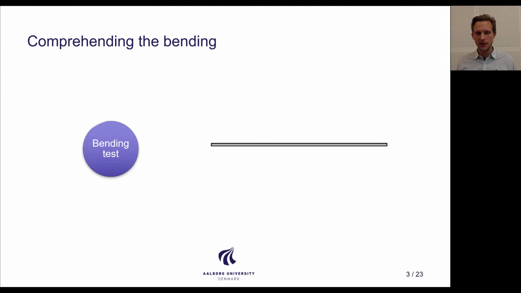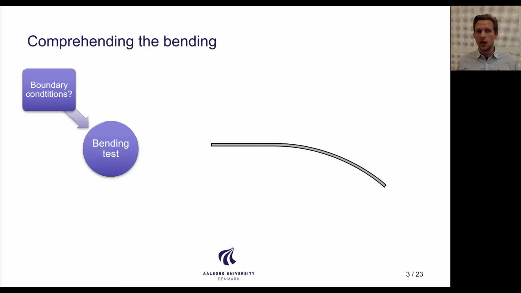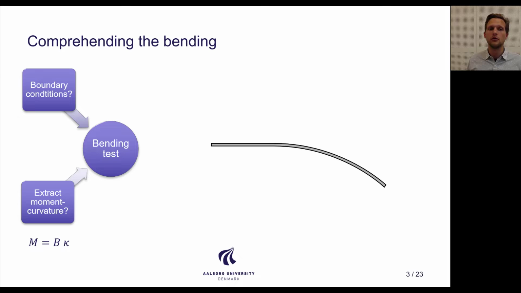So a bending test obviously needs to bend the fabric, but this gives rise to two questions, namely 1, what boundary conditions can achieve this, and 2, how do we extract the moment curvature relation, which is basically the bending stiffness.